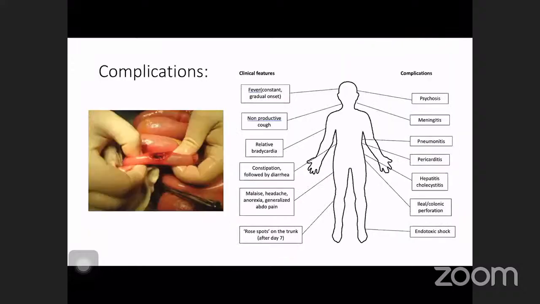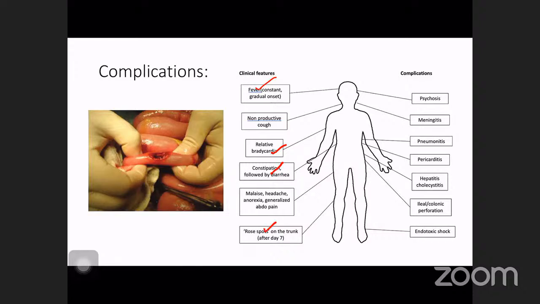This is about the clinical manifestation. We have already seen remittent or stepladder pattern of fever, relative bradycardia, constipation followed by diarrhea, which you call altered bowel habits, and rose spots. Apart from that, the patient might also have malaise, headache, and anorexia. All these are general symptoms.